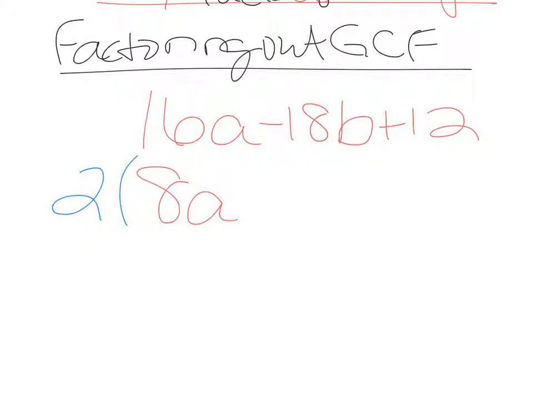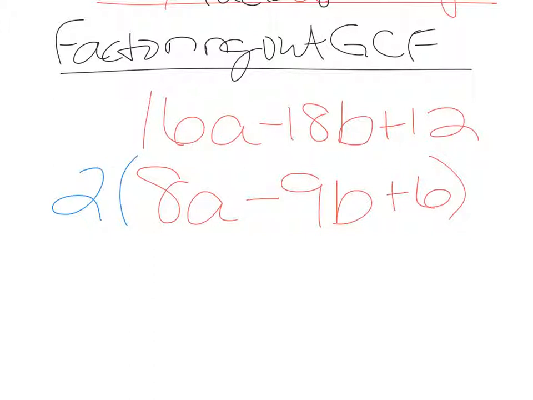Okay, so then let's think. For my middle term, I need a negative 18b. So I need to find what times 2 gives me a negative 18b. And hopefully you're thinking, I need a negative 9b. And for the last term, I have to ask myself, 2 times what will give me a positive 12? Hopefully you can figure out we need a plus 6. So once again, if I were to redistribute this 2, I would get 16a minus 18b plus 12. It should match.